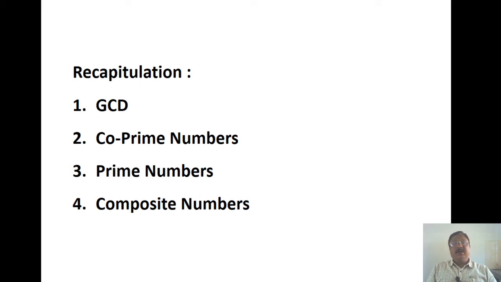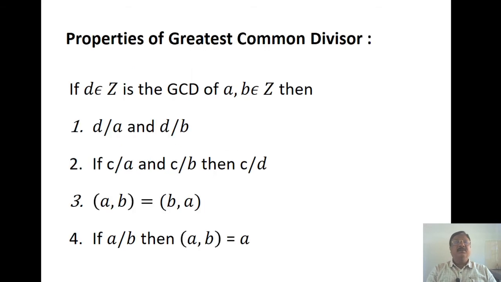Co-prime numbers are the numbers whose common divisor is 1. So, for example, 2, 3 and 3, 5 and so on. Then the prime numbers: a number P greater than 1 with only divisors 1 and itself. A composite number is a number A greater than 1 which is not a prime.